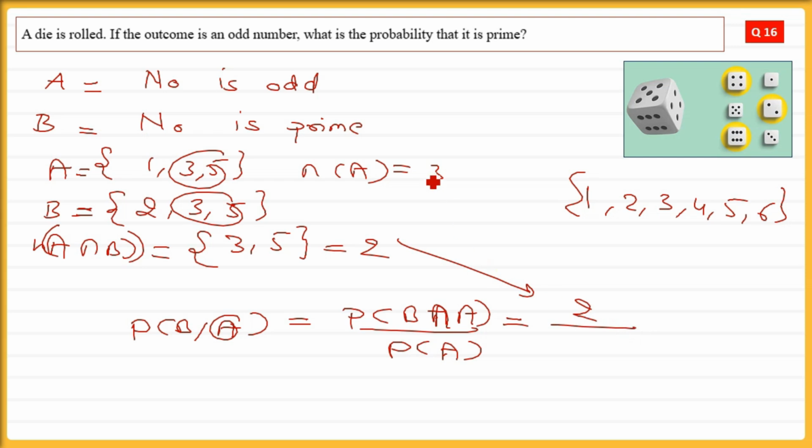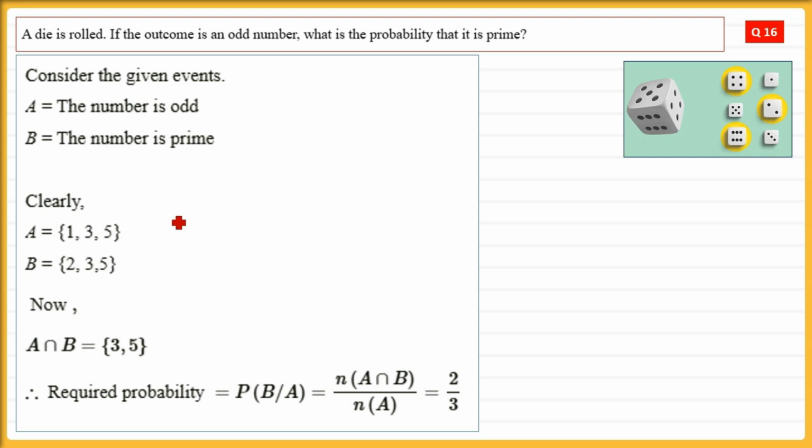So let's write it in the formula. Number of elements in A intersection B is 2, and the number of elements in A is 3. 2 by 3 is the correct answer. So 2 by 3 is a high probability. Now this is how it has to be written.